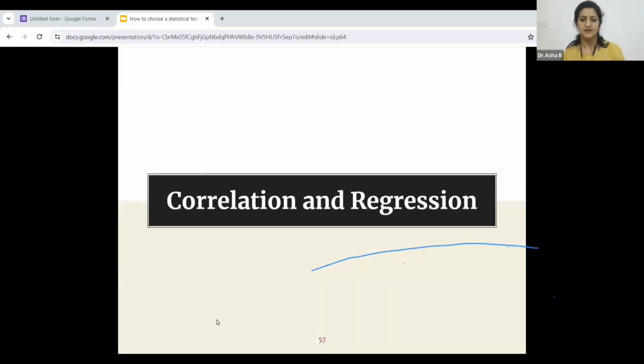Moving to the second and third sets of statistical tests, that is correlation and then regression. Till now, we have seen the comparative tests. Whatever tests we have discussed, they are all comparative tests. Now we'll look into correlation and then regression.